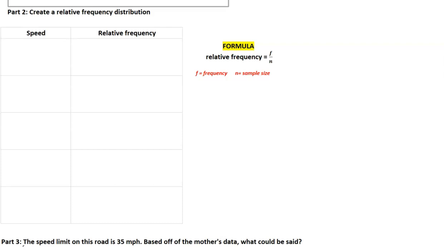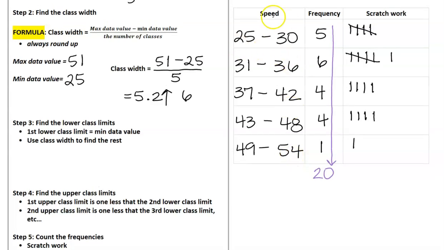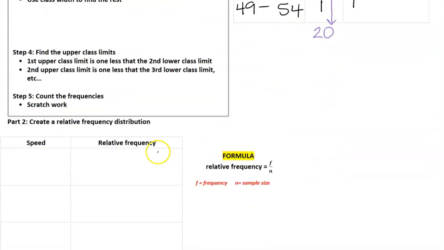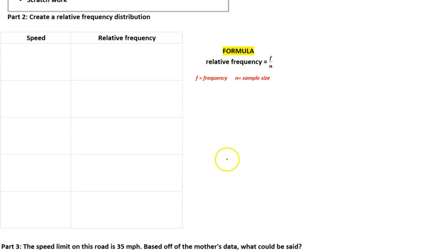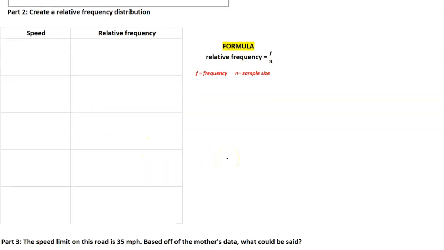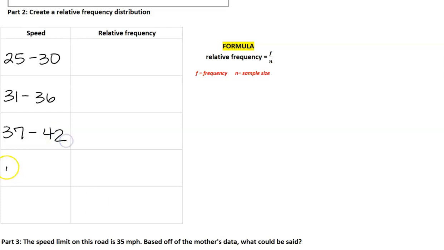In part 2 of this video, we will be making a relative frequency distribution. So to start this table off, our first column will be exactly the same as the classes from our frequency distribution table. We're still using the same classes, so I'm going to go ahead and copy over these speeds. For the first class, we have 25 to 30. Second class is 31 to 36. Next is 37 to 42. Then 43 to 48. And finally 49 to 54.